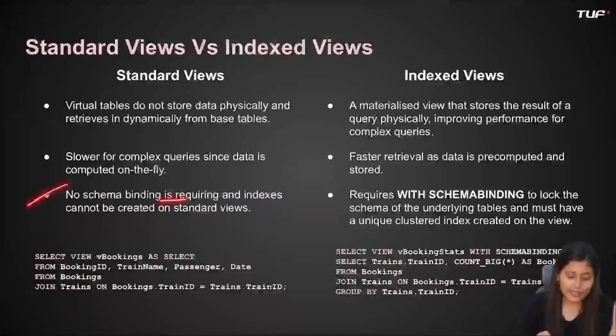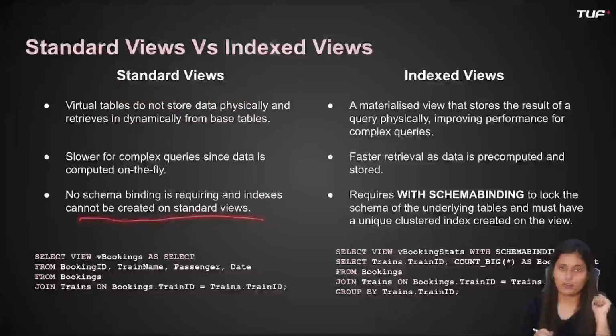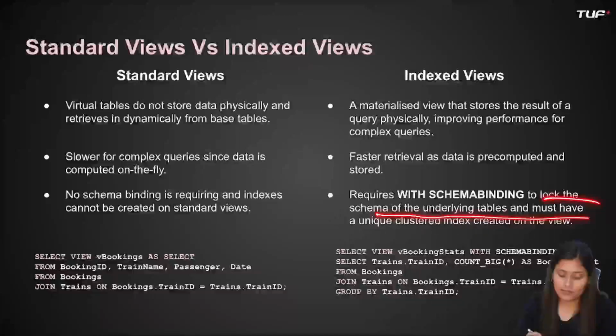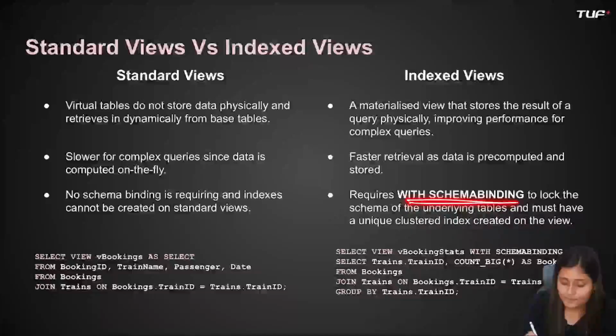Next is schema binding. Obviously, in standard views, we don't need to use any schema binding, and indexes cannot be created on standard views. But indexed views require WITH SCHEMABINDING to lock the schema of the underlying table, and they must have a unique clustered index. Why are we actually using this schema binding?